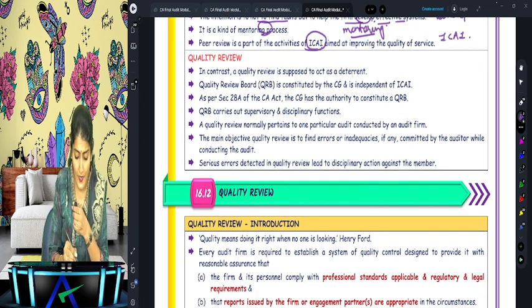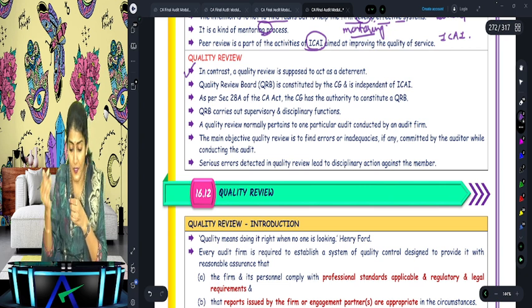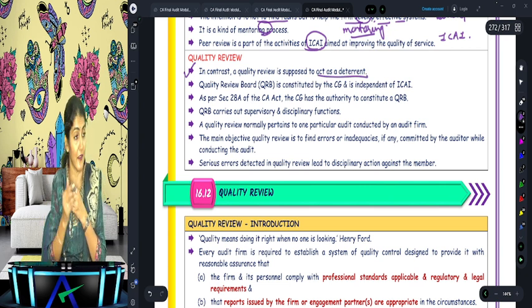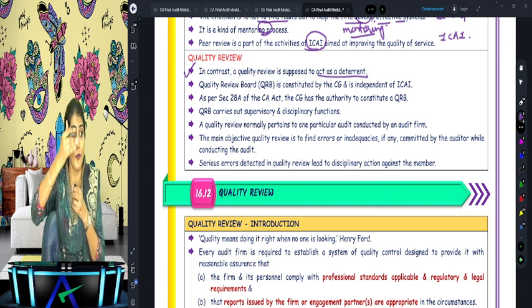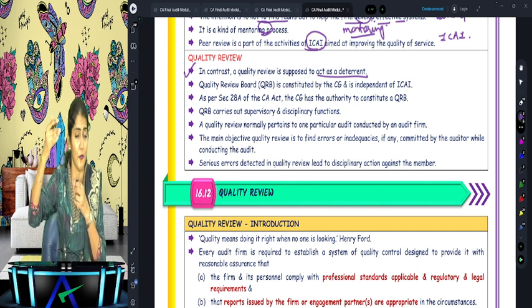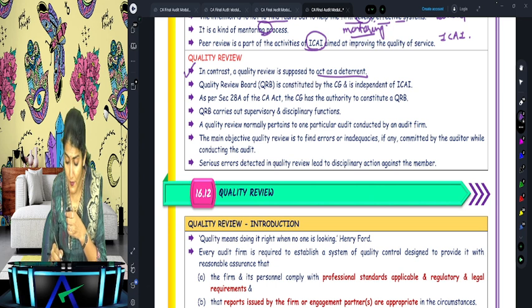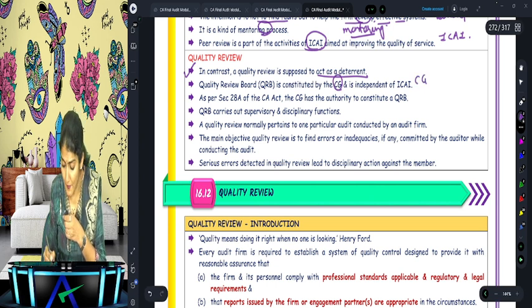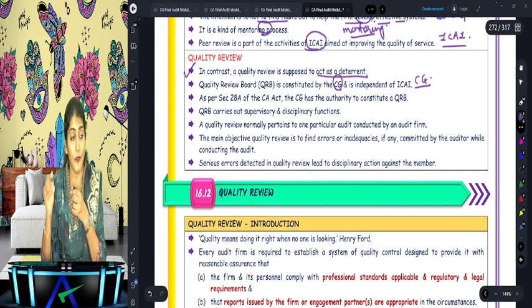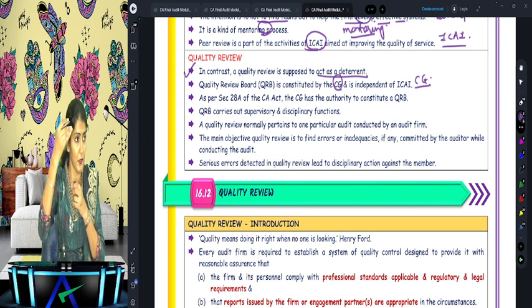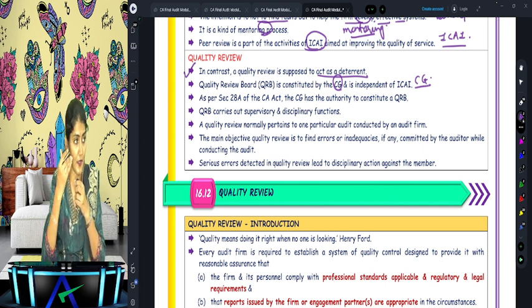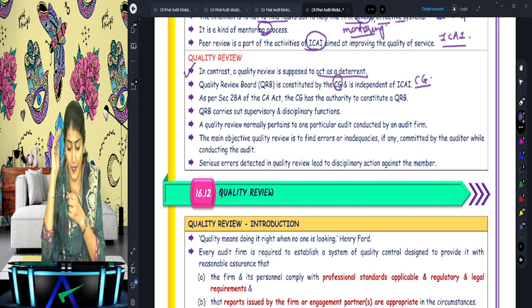On the other hand, in contrast, a quality review is supposed to act as a deterrent. So here it is stopping you from something wrong happening in the audit firm or in the company. The quality review board is constituted by the central government and it is independent of the ICAI. Peer review board was of the ICAI. Quality review board is constituted by the central government.